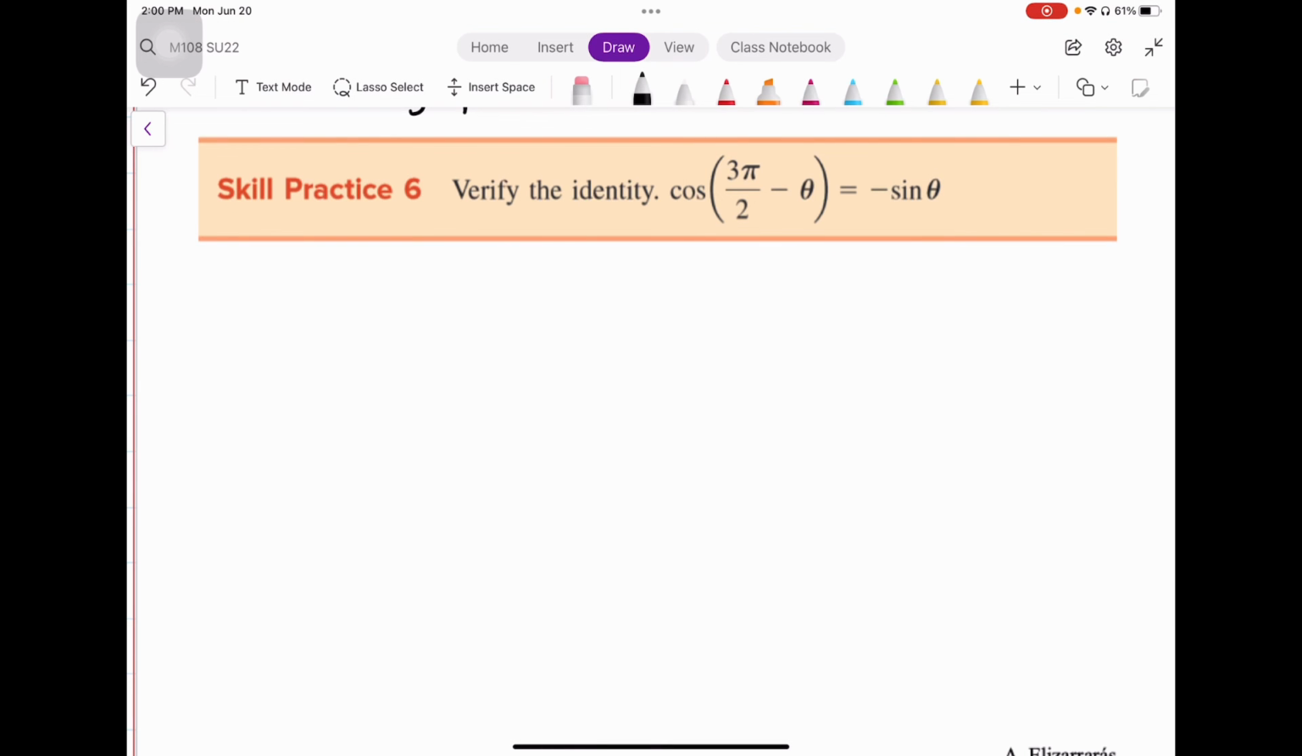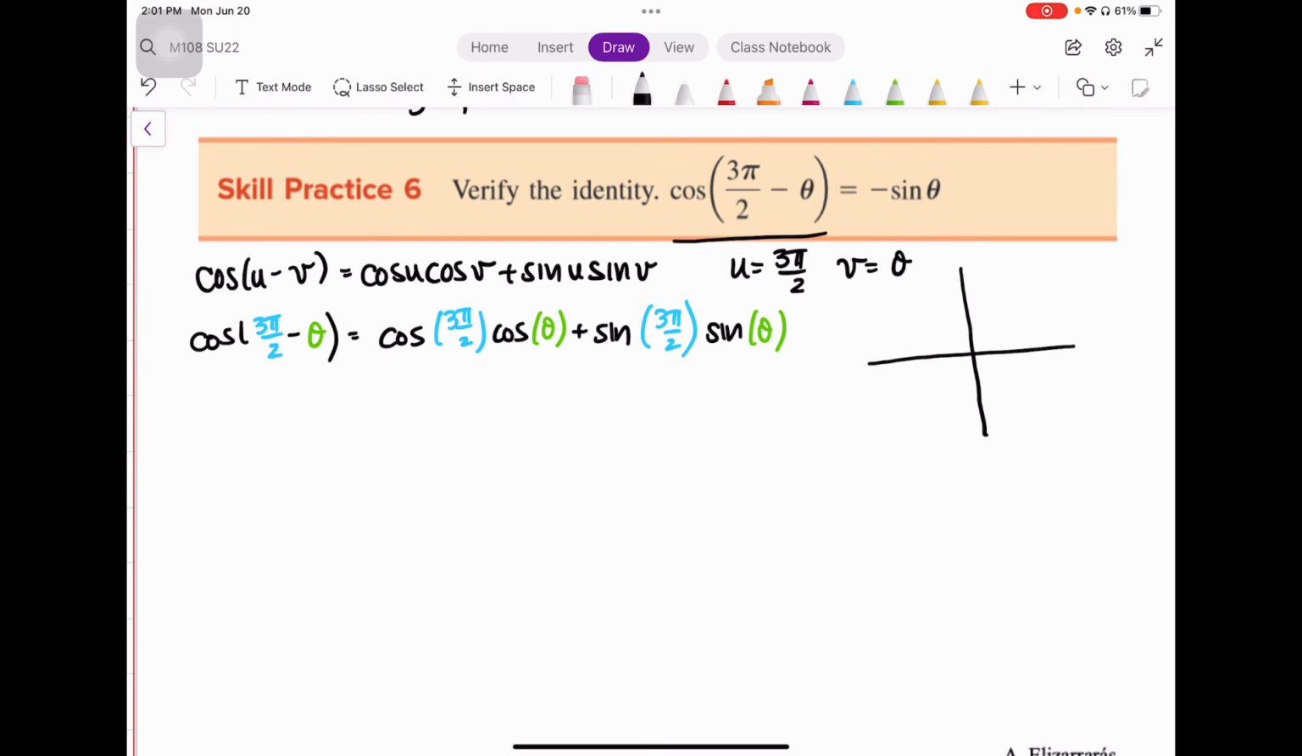Okay, next we are going to verify this identity of the cosine of 3 pi over 2 minus theta equals negative sine of theta using the cosine formula. Remember that the cosine of u minus v is equal to the cosine of u cosine of v plus the sine of u sine of v. In this case, u is equal to 3 pi over 2 and v is equal to theta. The cosine of 3 pi over 2 minus theta is equal to the cosine of 3 pi over 2 times cosine of theta plus sine of 3 pi over 2 times sine of theta.